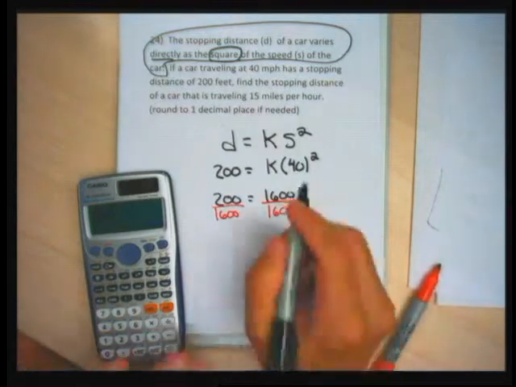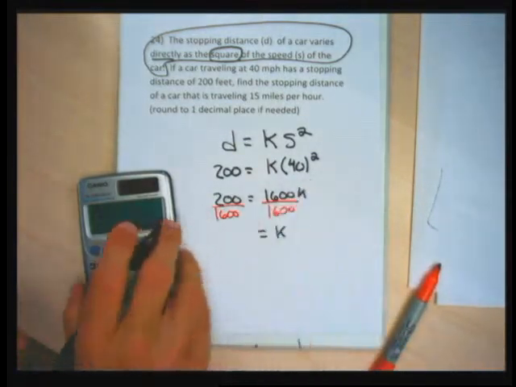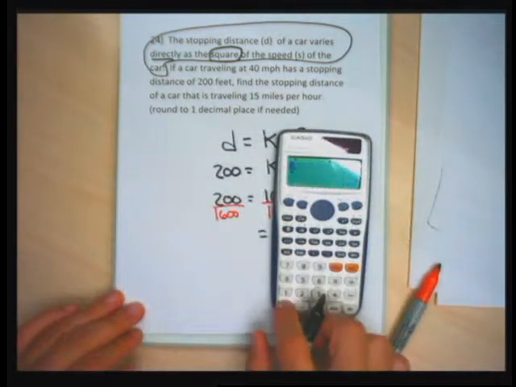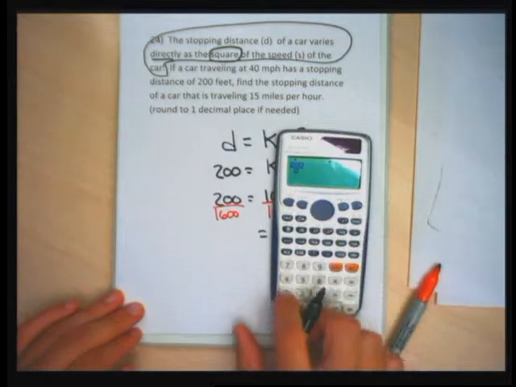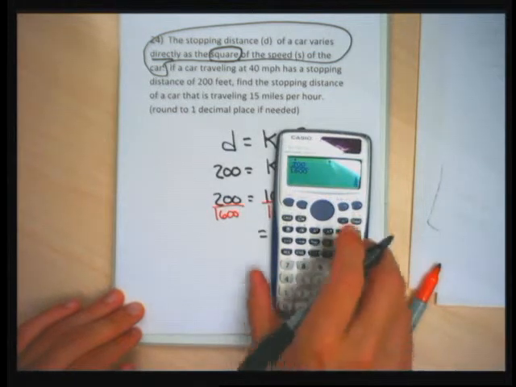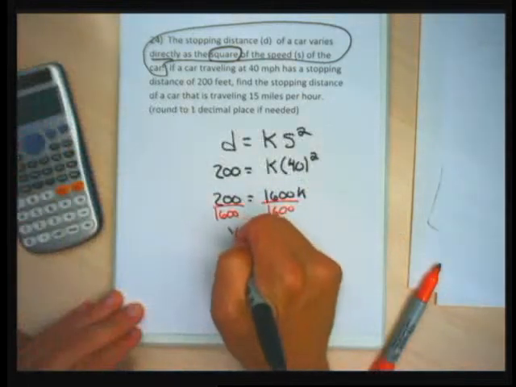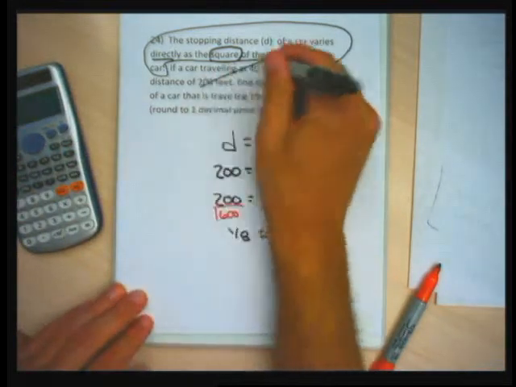And I'm going to get a value for k. It's going to be a fraction. I'm comfortable working with that fraction on this calculator. So I'm going to go 200 over 1600. And I get 1/8 for k. So I'm done with the second sentence.